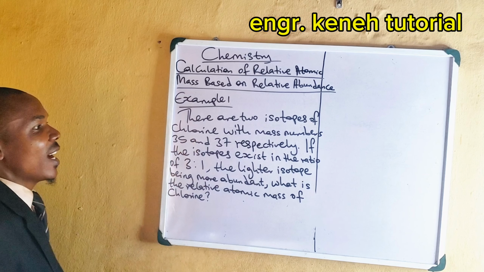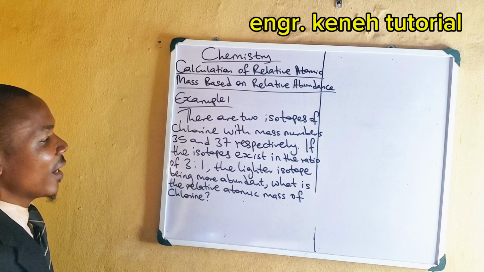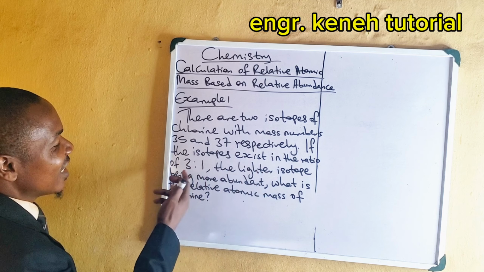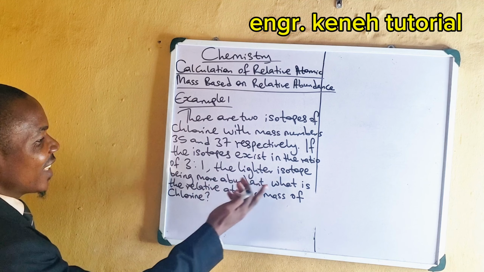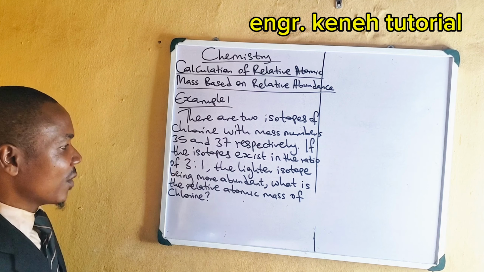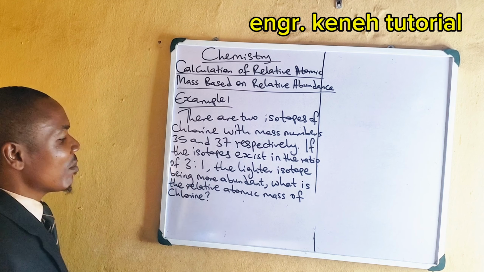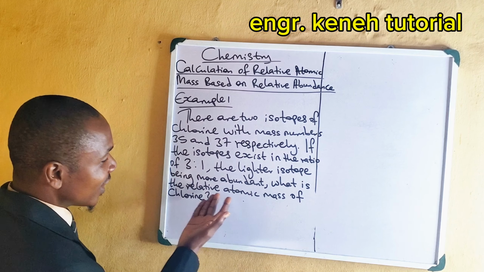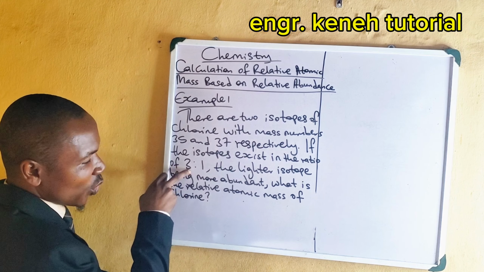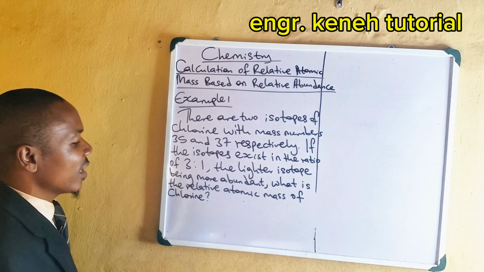Example 1 says there are two isotopes of chlorine with mass numbers 35 and 37 respectively. If the isotopes exist in the ratio of 3:1, the lighter isotope being more abundant, what is the relative atomic mass of chlorine? The lighter one is 35 because 35 is lighter than 37. If the lighter isotope is more abundant, that means it will take the larger ratio. Is it clear? If they say this one is less abundant, it will take the smaller ratio. That's just the meaning.